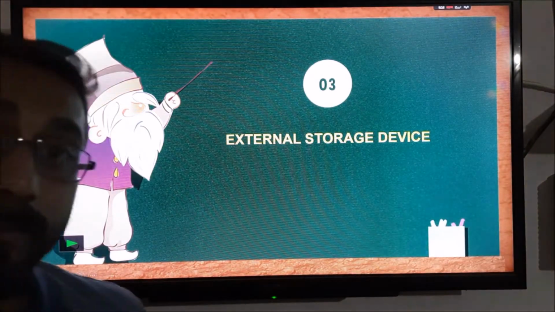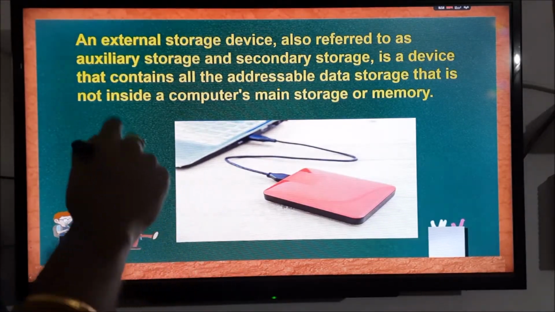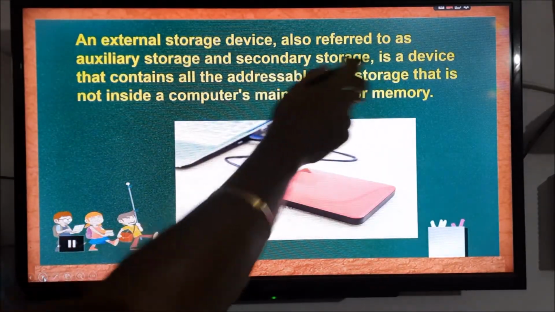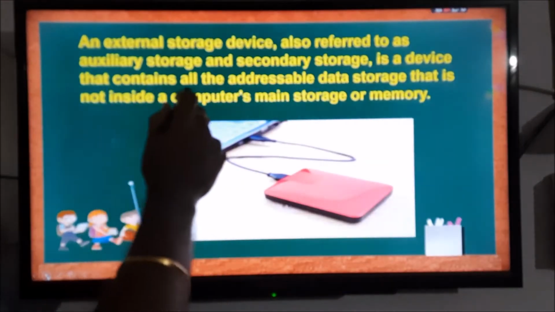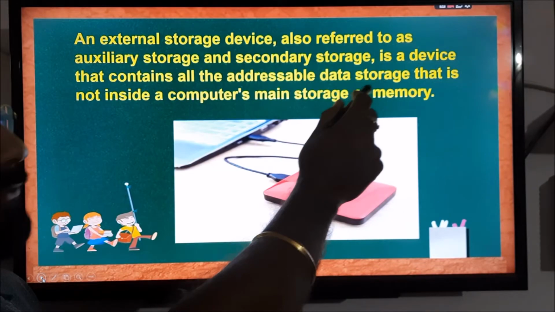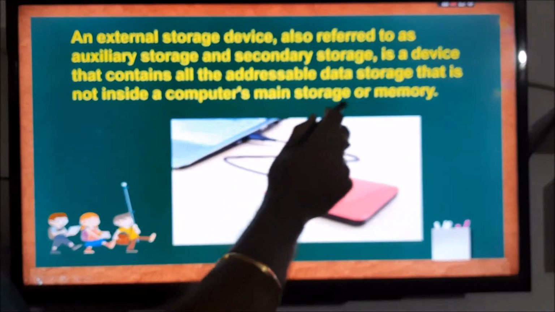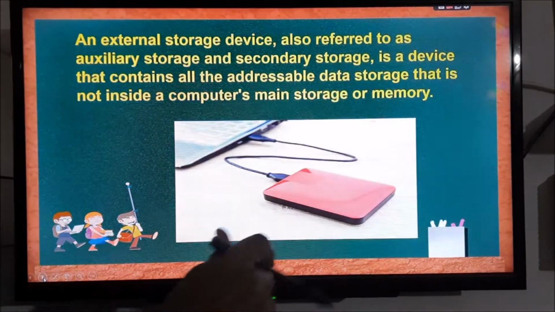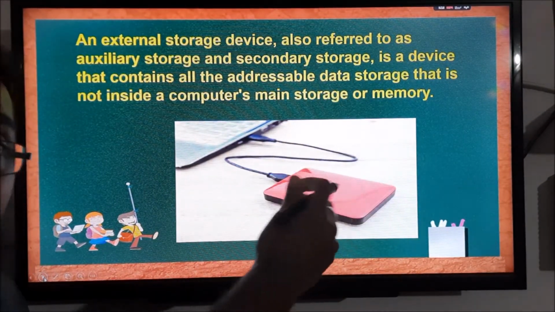Now we will talk about a few external storage devices. First of all, we need to know what an external storage device is. It also refers to auxiliary storage or secondary storage. It is a device that contains all the addressable data stored that is not inside a computer, that is, not in the main storage or memory. You can see here this is an external storage device. It is a portable hard disk.